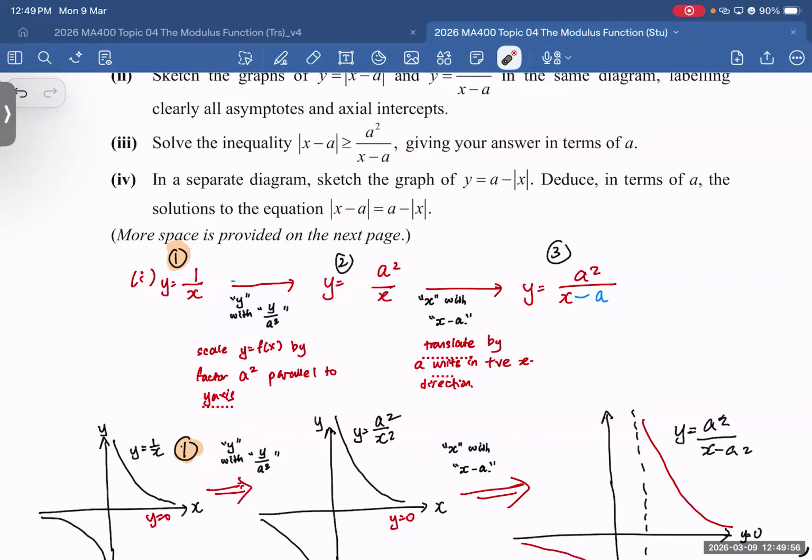y equals x minus a. If you think of mx plus c, that means this is the intercept, and the gradient is 1. So the graph originally will look like this. Right? The graph will look like this.